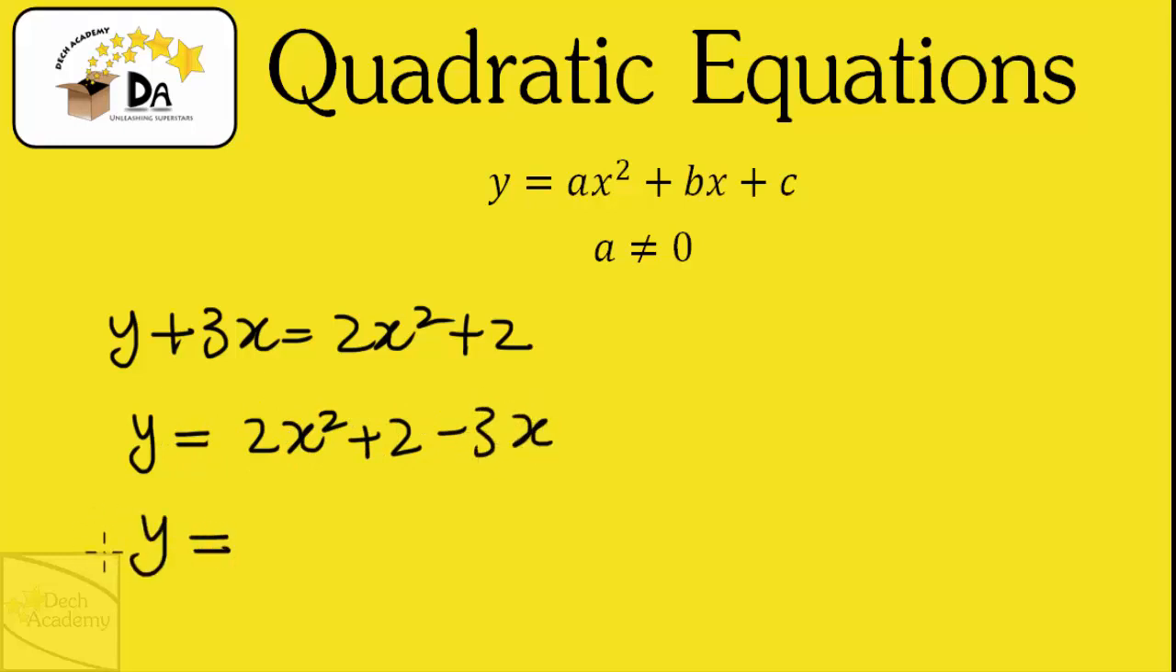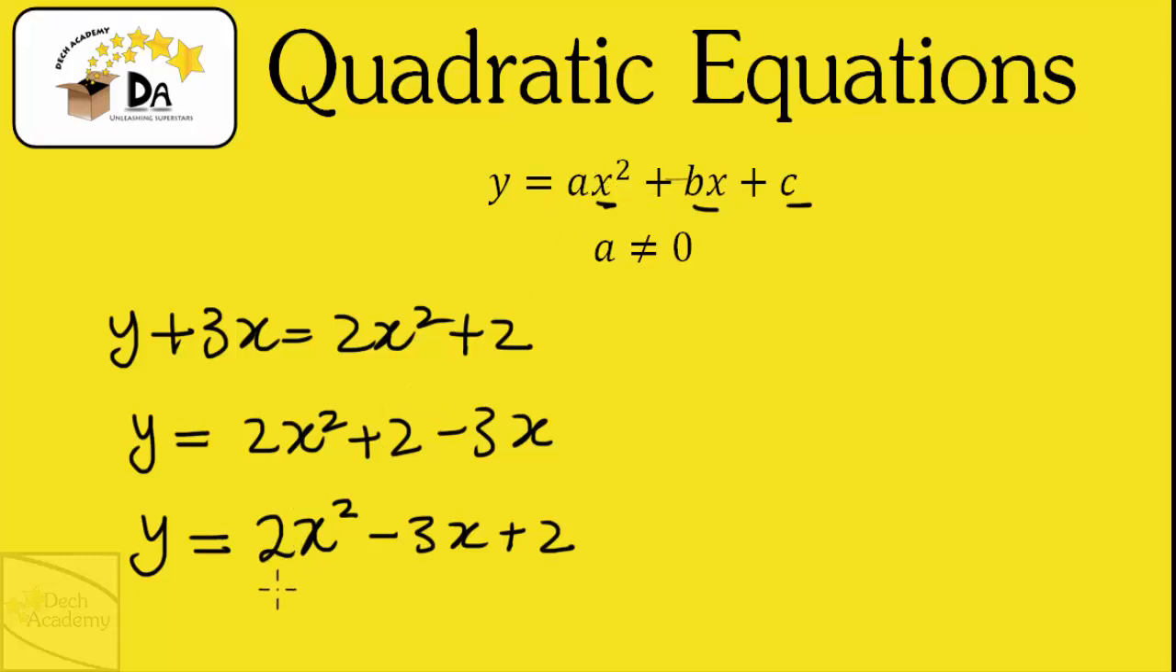Now we have y isolated on the left hand side, and the right hand side can be rewritten in the order of the general form. You have the x squared term, then the x term, then the constant term. So we have the x squared term, then we can have the minus 3x and the plus 2. Now we have an equation that is exactly in the form of the general form for quadratic equations.